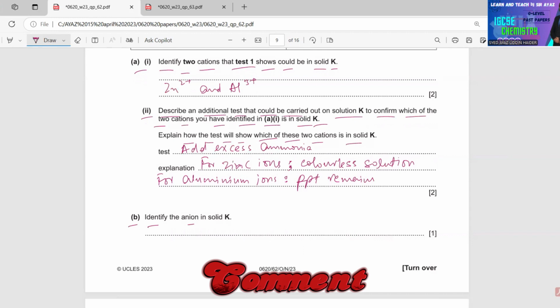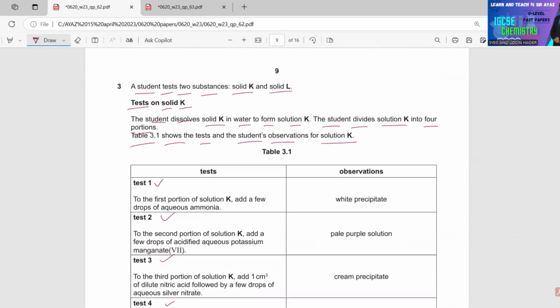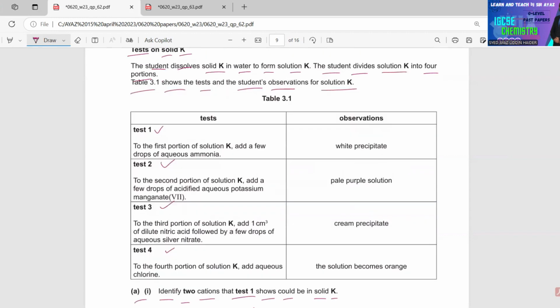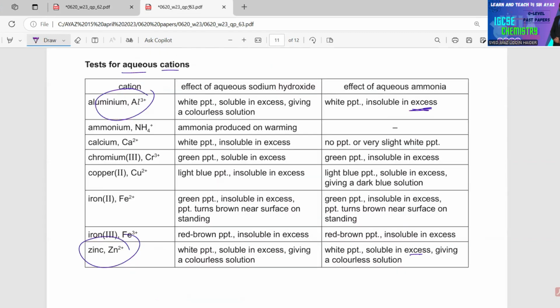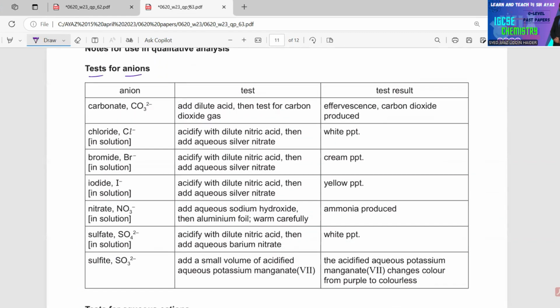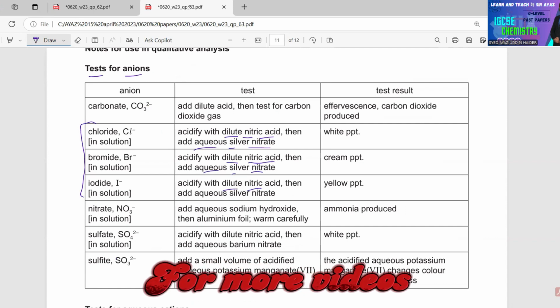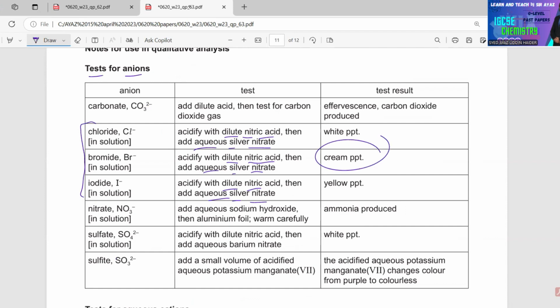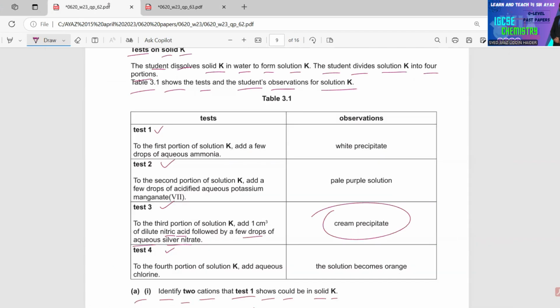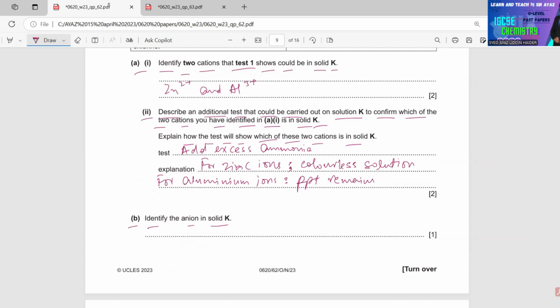B, identify the anion in solid K. Now, if you look at the results, for the anion, they have tested with nitric acid followed by a few drops of aqueous silver nitrate, creamy precipitate. Here is the test for the anions. We have 3 anions here, which will undergo the same test: dilute nitric acid and aqueous silver nitrate. If you look at this clearly, creamy precipitate is obtained with Br negative ion. So you will straight away write Br negative.